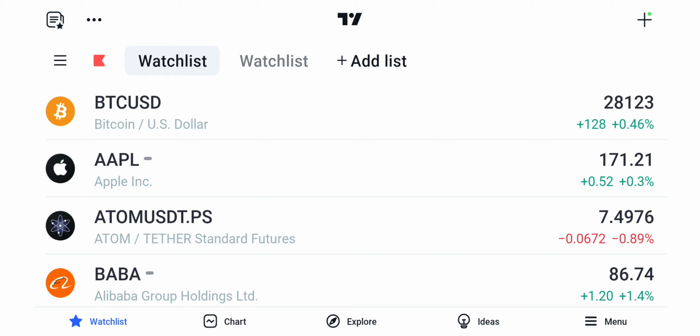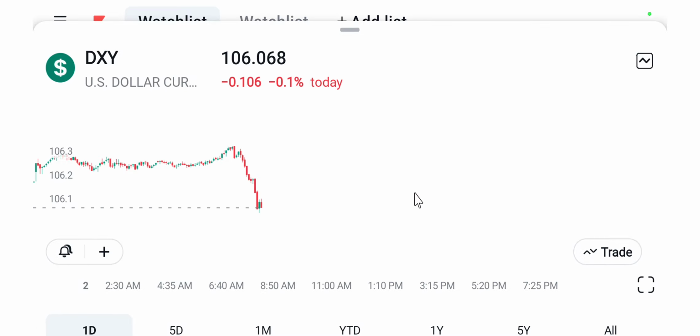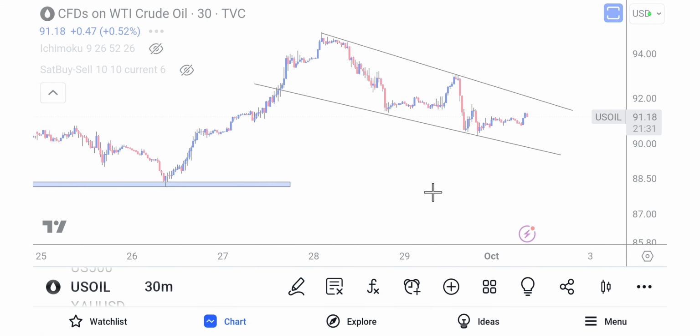Before further ado, let's dive right straight into this analysis. We're going to look at DXY and BTC. Let's start with DXY first and see what is actually happening.